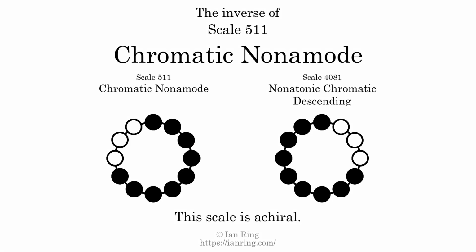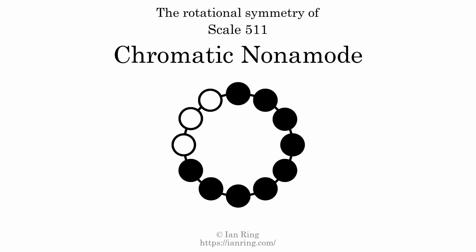The inverse of a scale is a mirror image. It is what you get when the sequence of intervals is reversed. The inverse of this scale is scale 4081, also known as nonatonic chromatic descending. This scale is achiral, since it can transform into its own reflection by a rotational transformation. This scale has no rotational symmetry.